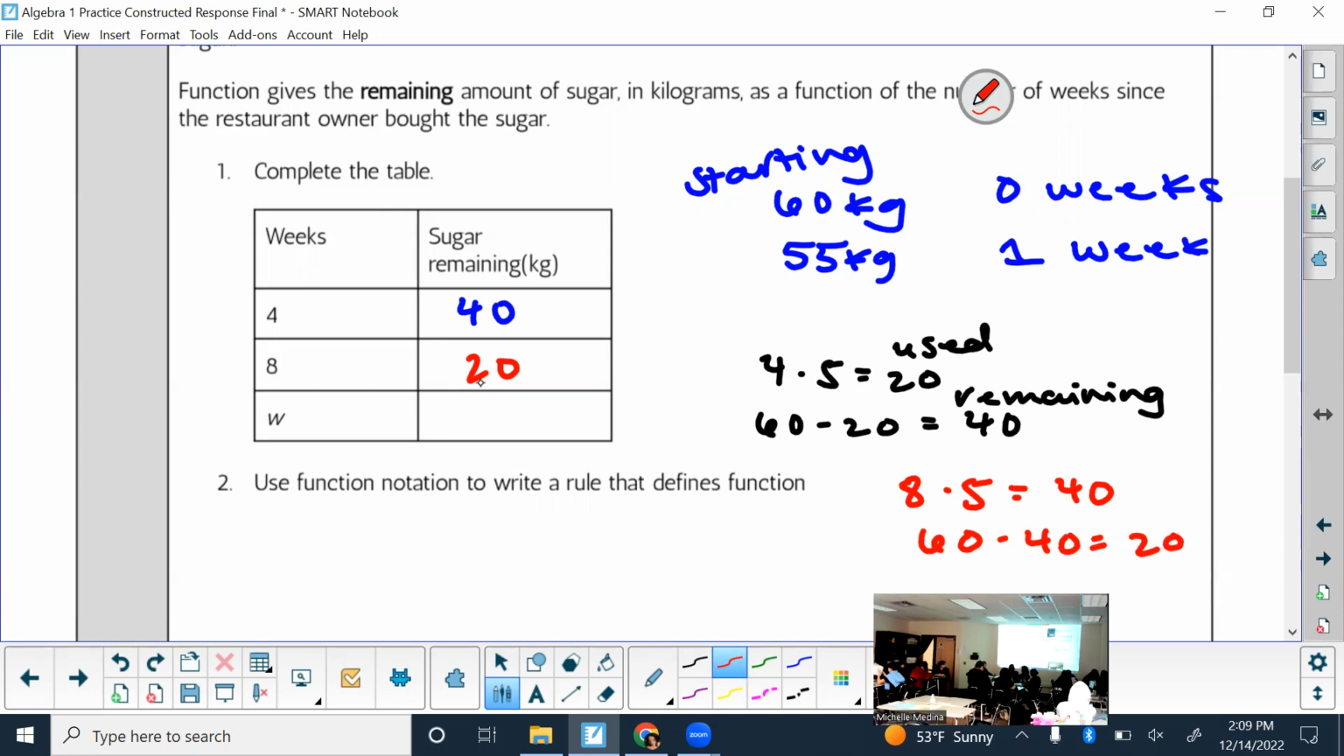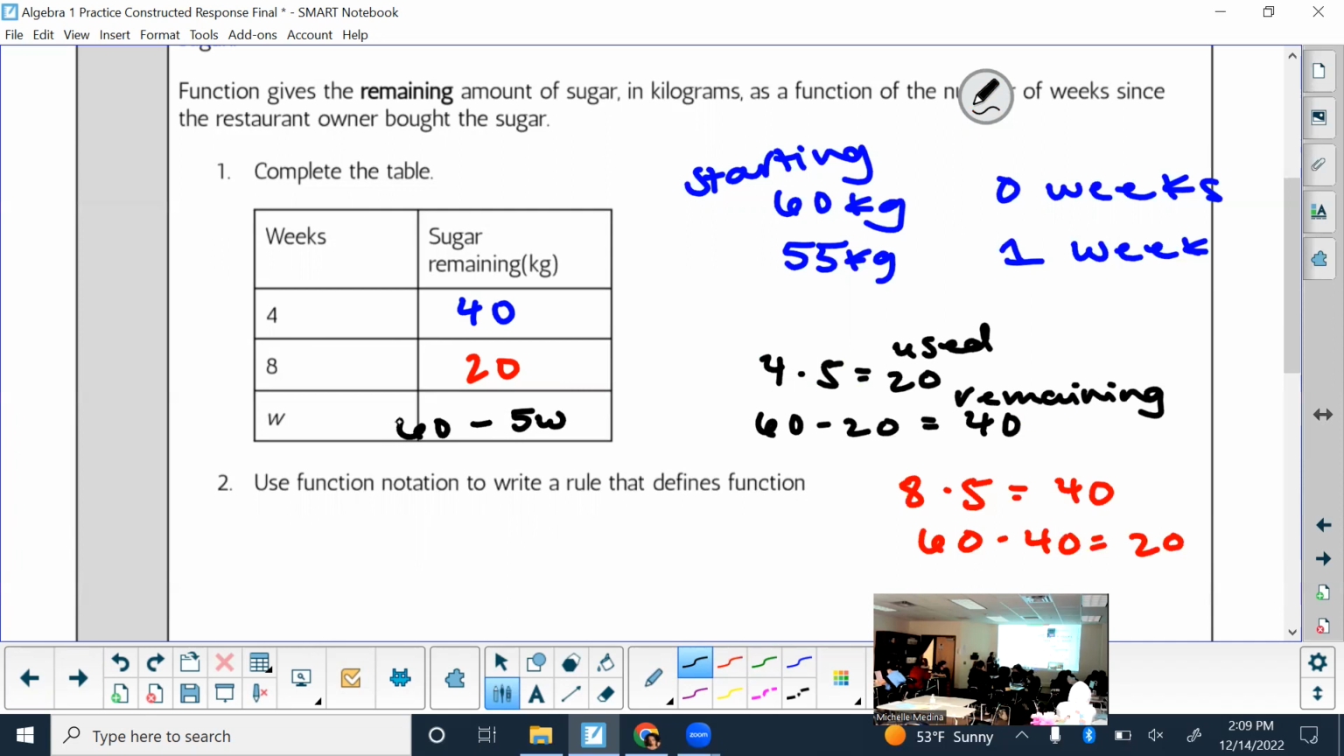Now, the last one is just the W. So they want an expression that will give me the sugar remaining in terms of W. So what are we doing with the weeks? What did we do to figure out the first two? Multiply by 5. So I should do 5 times W. Yes. How do I show that we subtract that from the 60? What if we 60 minus 5W. Isn't that what we did?